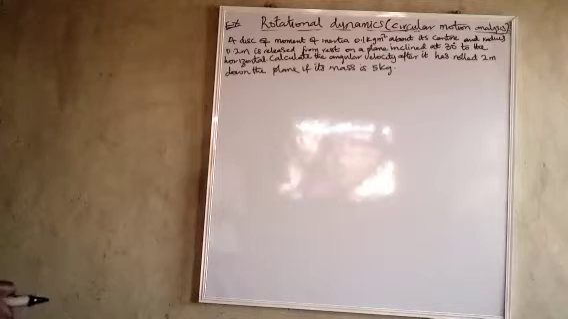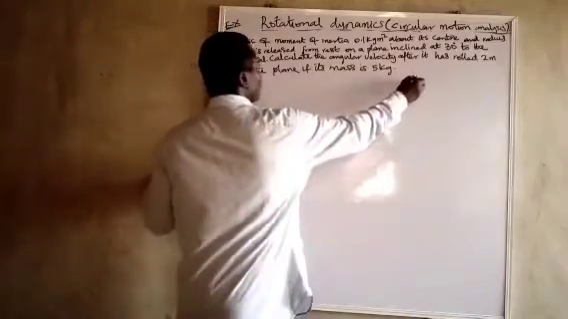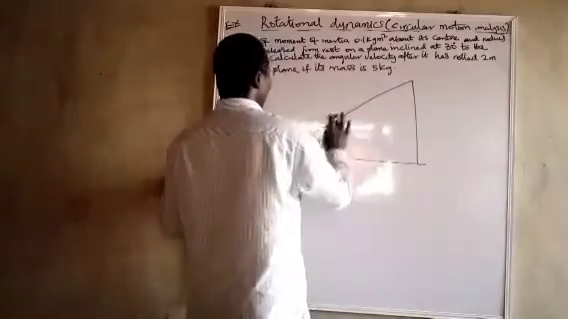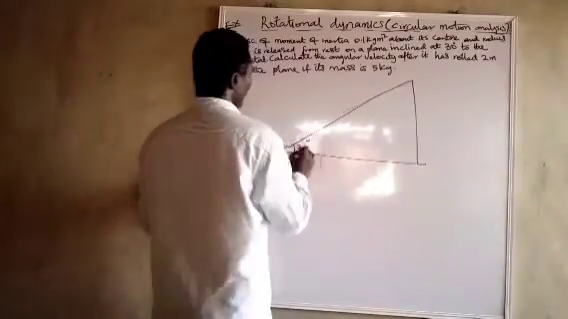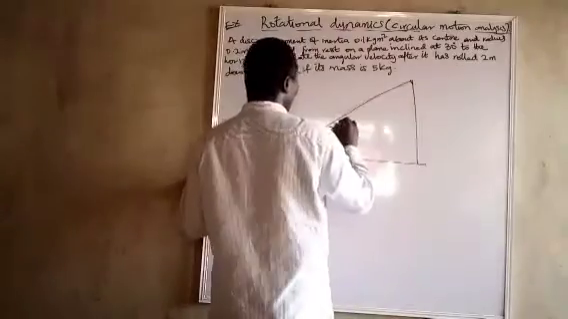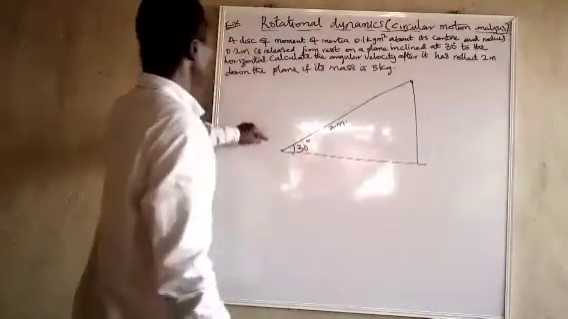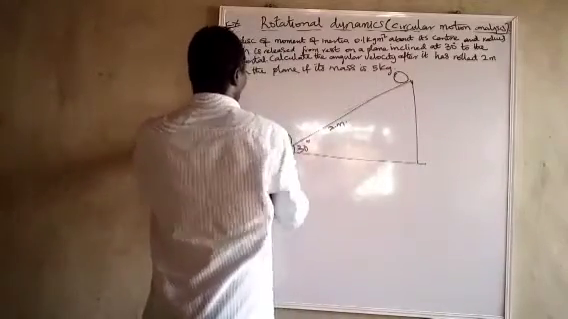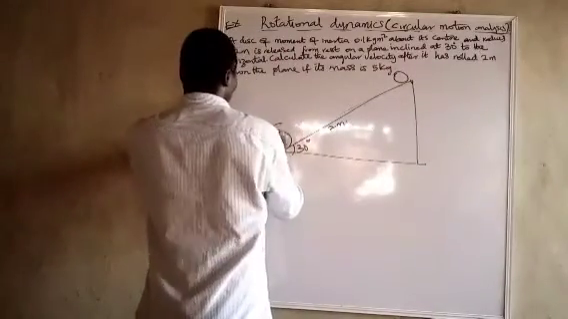A disc of moment of inertia 0.1 kilogram meter squared about the center and radius 0.2 meter is released from rest on a plane inclined at 30 degrees to the horizontal. Calculate the angular velocity after it has rolled 2 meters down the plane if its mass is 5 kilograms. Now we have a situation like this, just like what we did in the example. The angle here is 30 degrees. The distance here, we are told, is 2 meters. It rolled down to this place, and we are asked to find omega here.